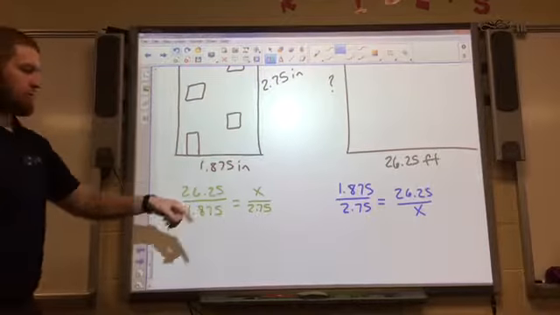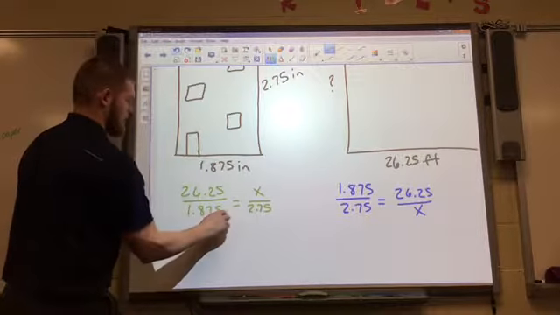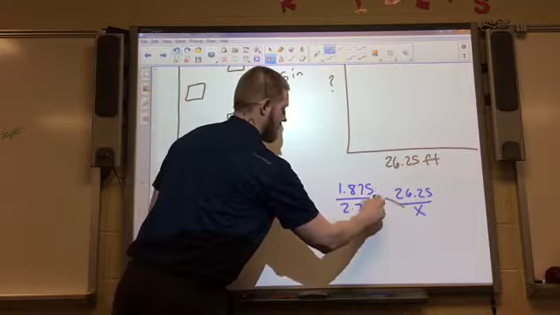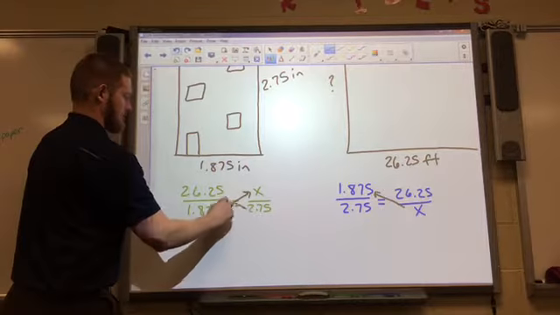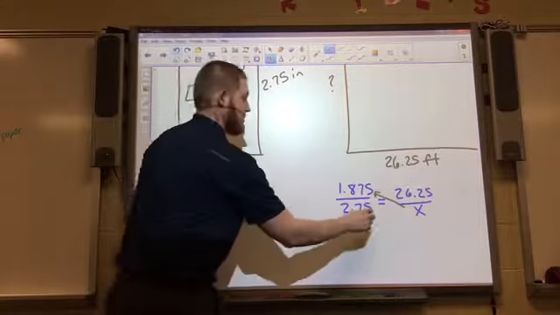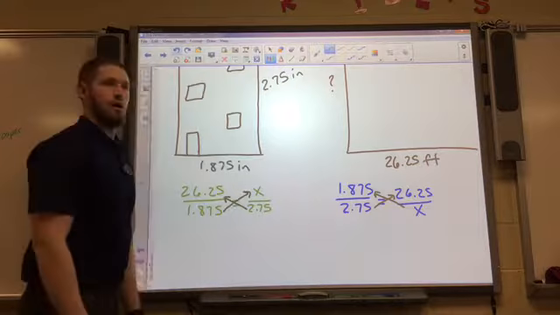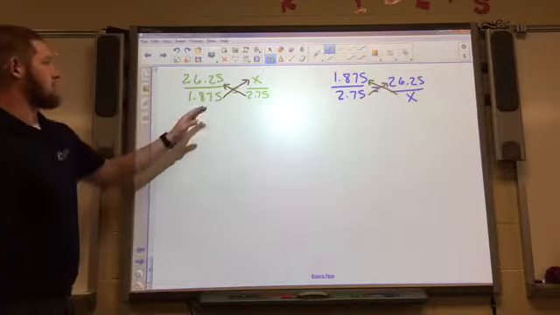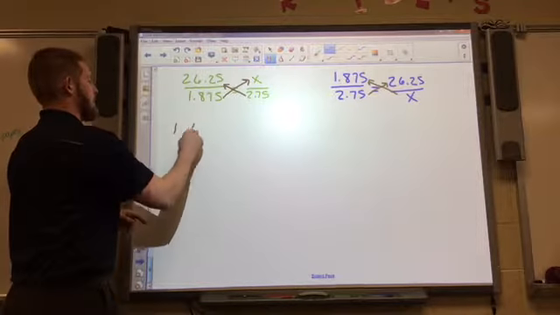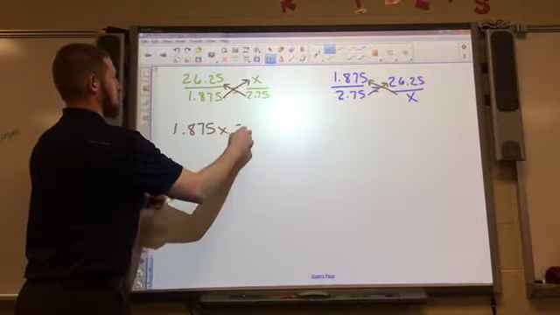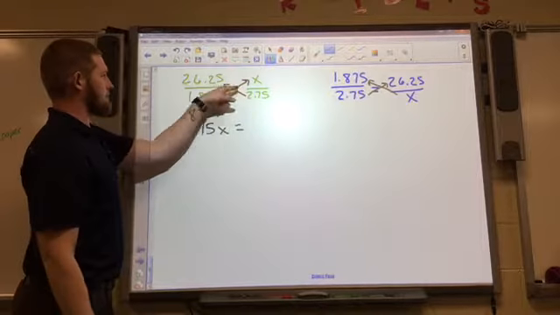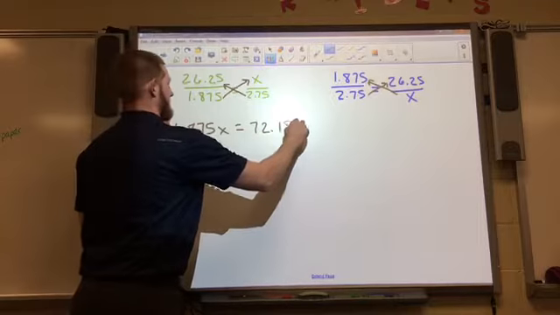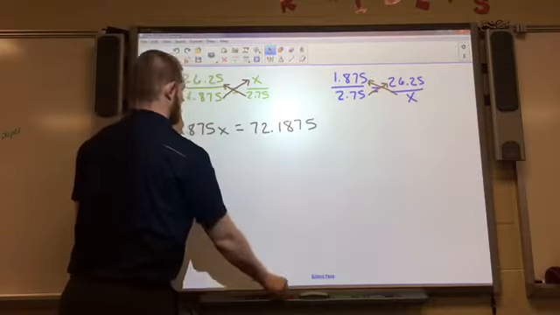Notice over here when I multiply, cross multiply, I'm taking 1.875 times x, right? Am I still doing that over here? And then I'm taking 2.75 times 26.25. Am I still doing that over here? Yeah. Okay. So someone with a calculator, because your decimals are going to be a little challenging here. I have 1.875x equals, what is this? 72.1875. Okay.